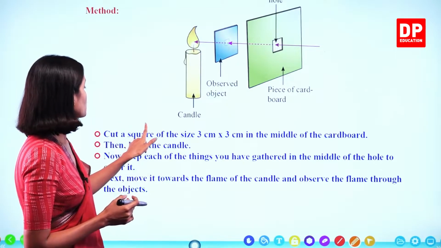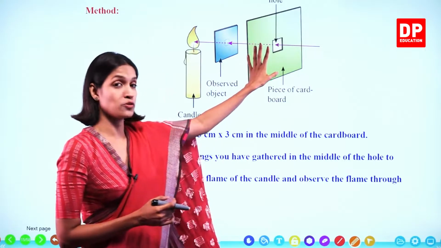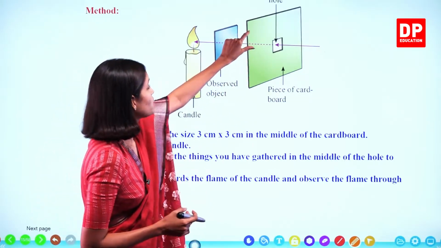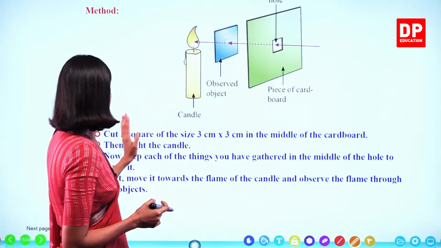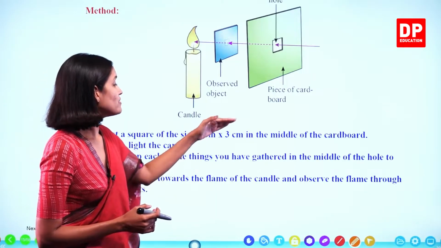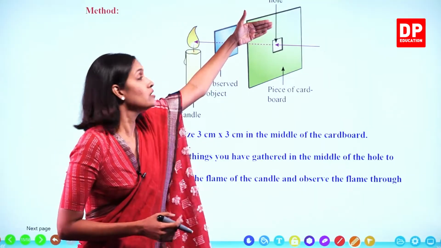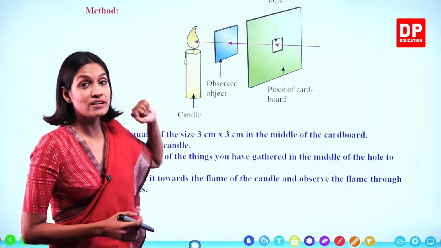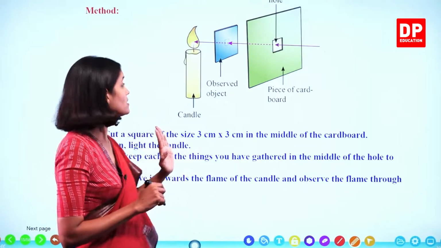First of all, cut a square of the size of 3 by 3 centimeters in the middle of the cardboard. You have to use a cardboard and cut a square like this. Then light the candle and keep each of the things you have gathered in the middle of the hole to cover it. You have to cover the hole using different materials like the black paper, like the tissue papers, likewise, right?